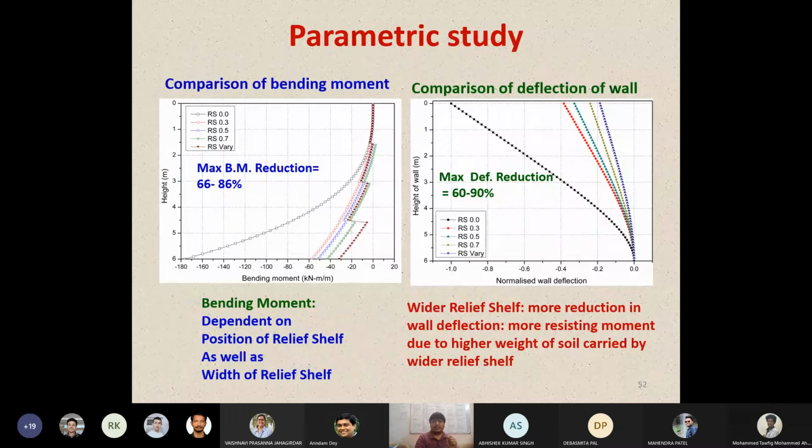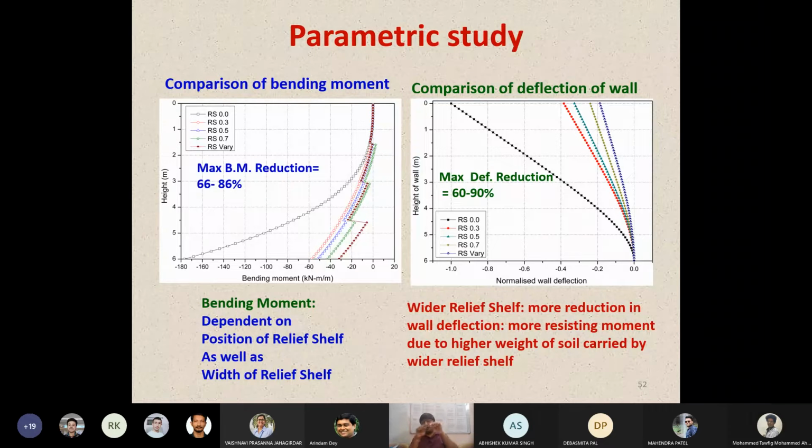However, in the case of bending moment, once we keep on increasing the width of the relief shell, the bending moment is reduced drastically, ranging from 66 to 86% in the parametric study. If you can see, wherever there is this kink, you can see what exactly is happening.